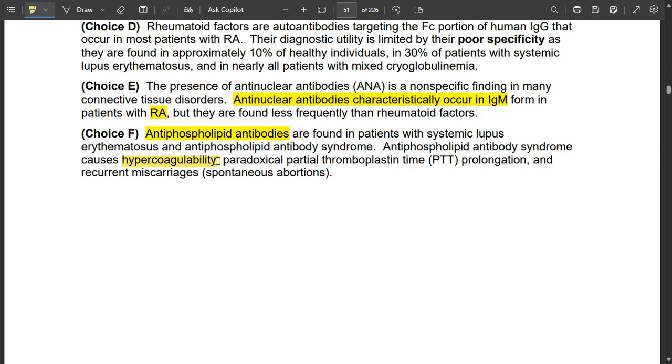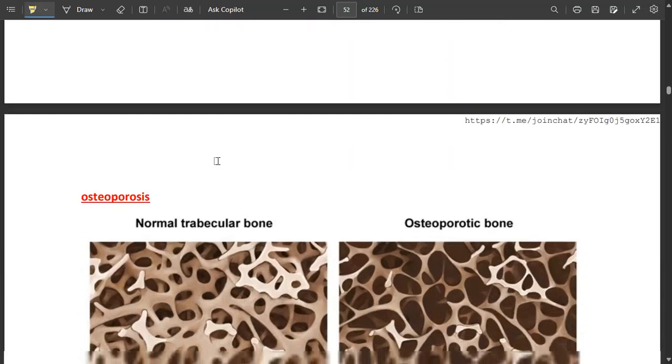Spontaneous abortions are common. APTT prolongs and a hypercoagulable disorder occurs. Hypercoagulability is present, APTT is increased, and recurrent miscarriages are very common.